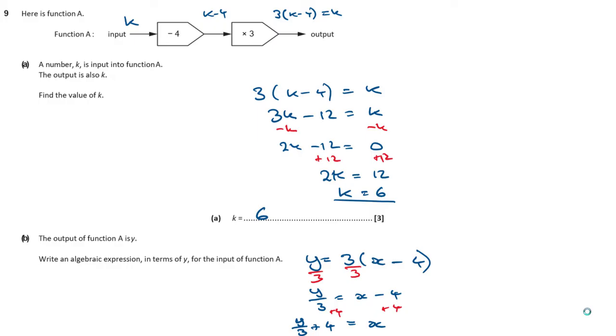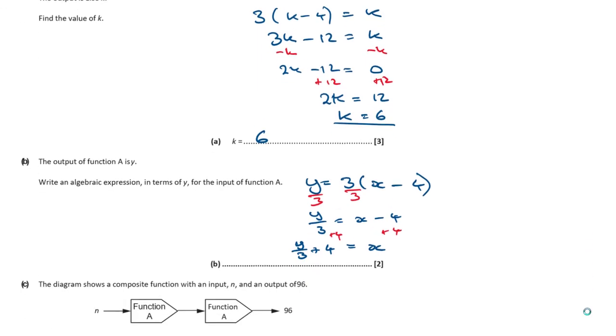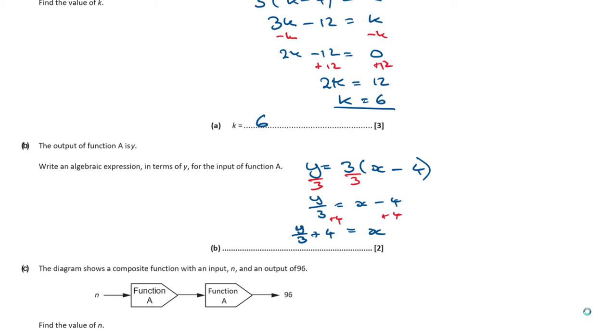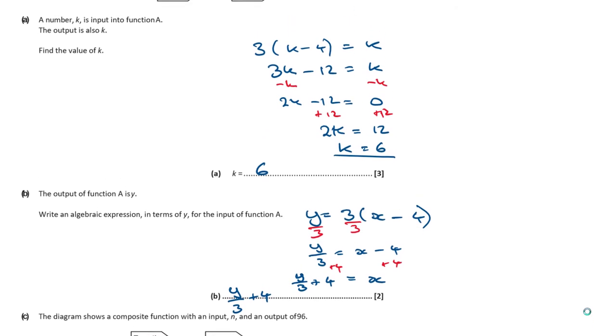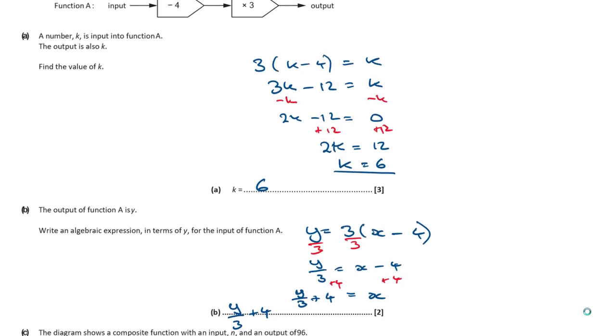Write an algebraic expression in terms of y for the input of function A. Well, that's it then. Y over 3 plus 4. So my algebraic expression in terms of y for the input would be y over 3 plus 4. Okay, now you can just double check that by feeding that through the machine. If I get y over 3 plus 4 and I take away 4, it's going to leave me y over 3, and if I multiply it through by 3, I'm just going to get y back. So I'm pretty happy that that works.